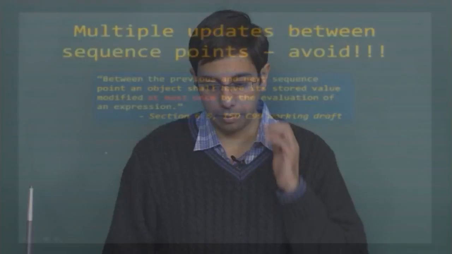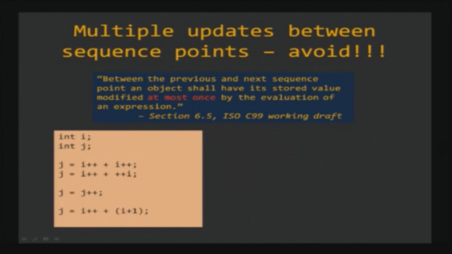Let us look at a few specific examples to see what is actually happening here. Let us take the first expression, j = i++ + i++. We know that here is a sequence point, and here is a sequence point. These are full expressions. Between these two sequence points, the value of i is updated more than once, and the C standard says that the behavior is unspecified.